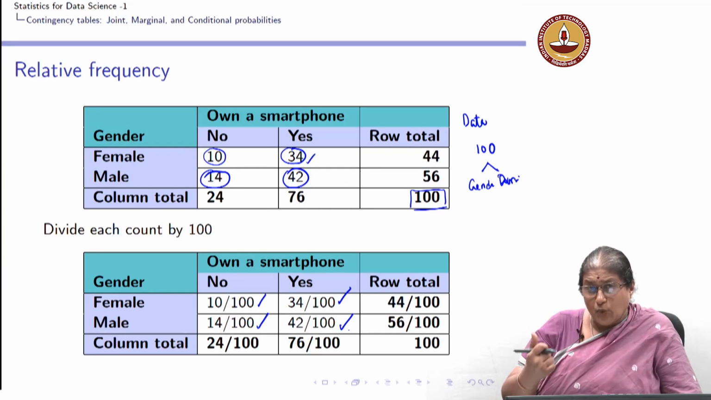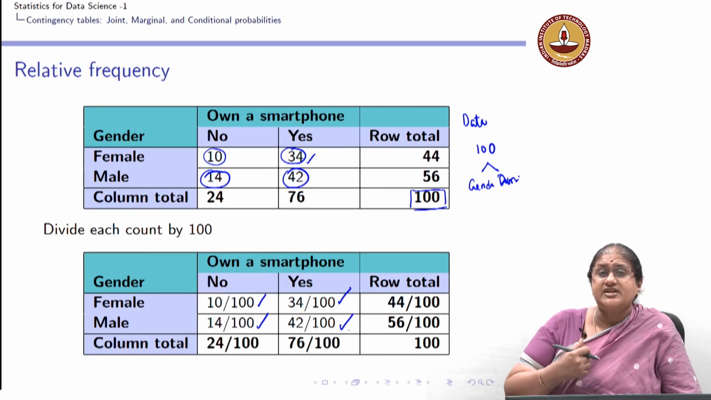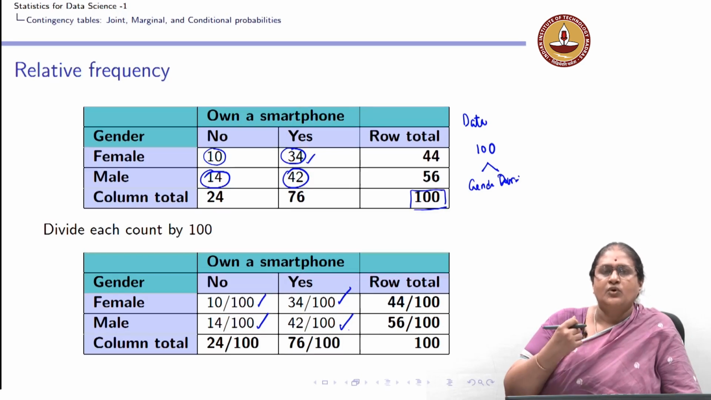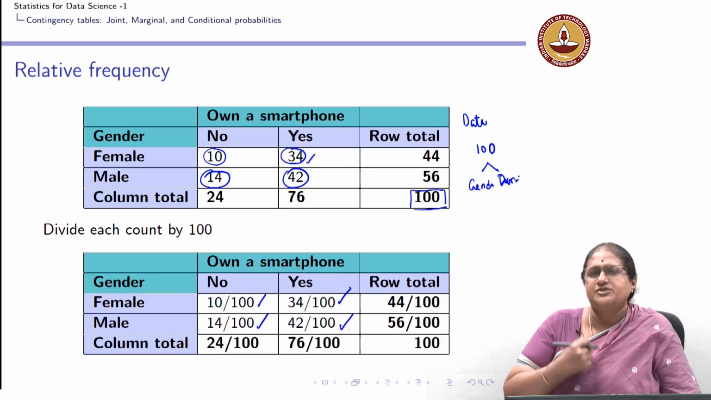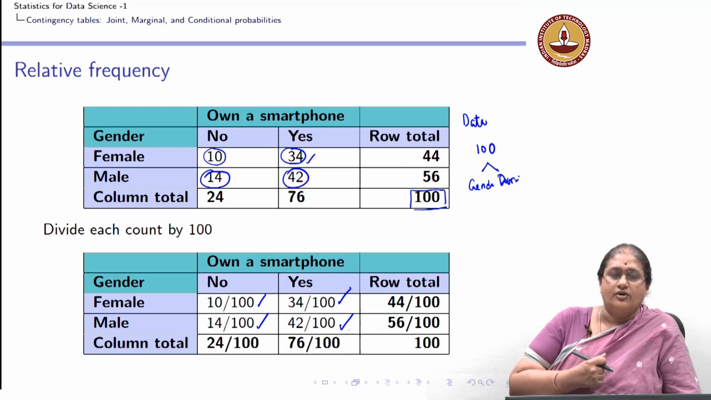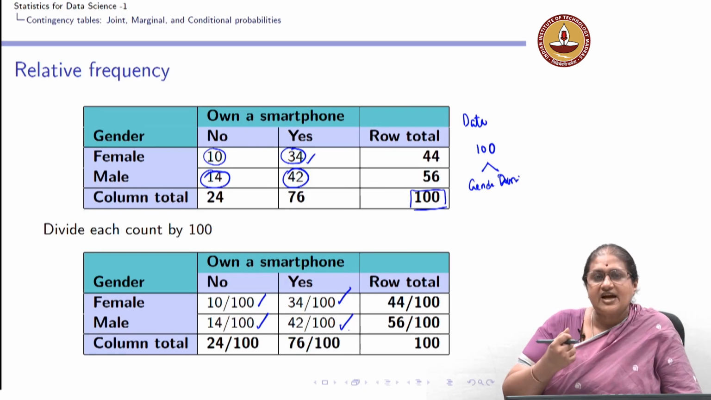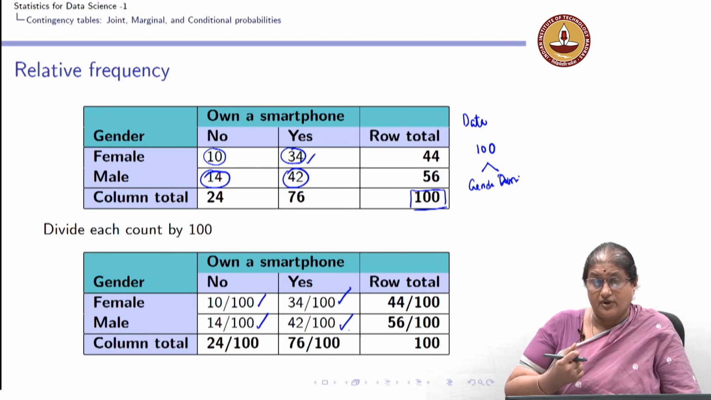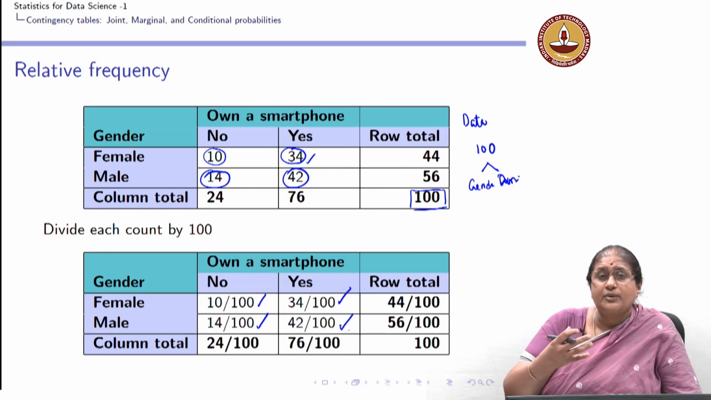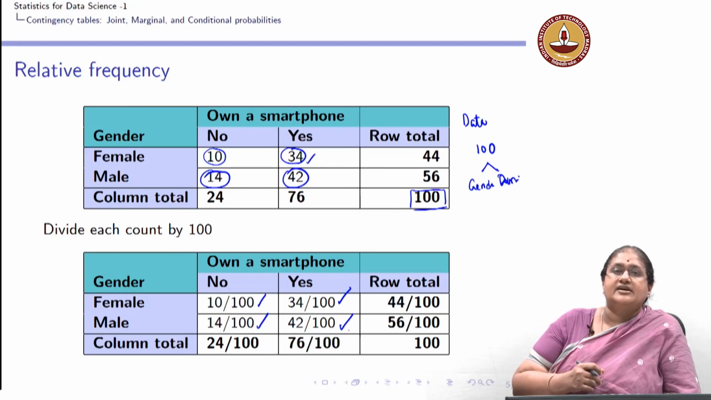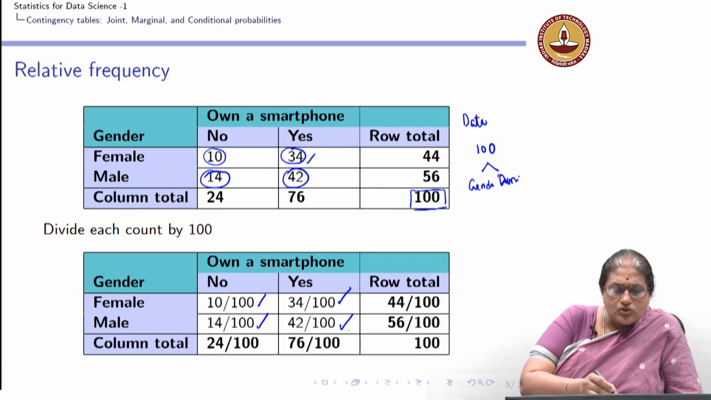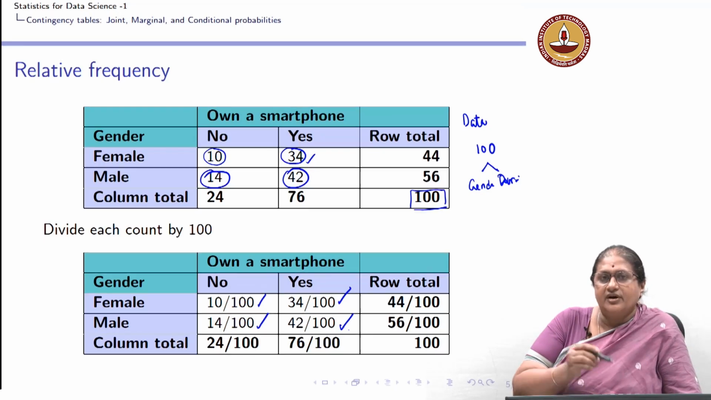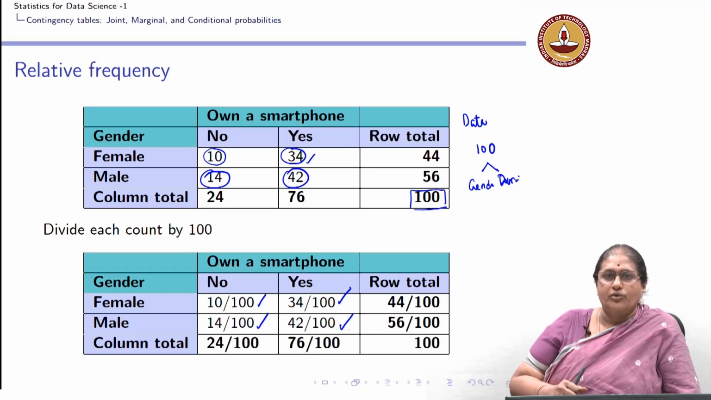So, the questions I might ask are: what is the chance that the 101st person is a female? What is the chance that the 101st person owns a smartphone? Or what is the chance that the 101st person is both female and owns a smartphone? So, these are the probable questions I can ask. I want to use these numbers which I have here to convert them into probabilities.